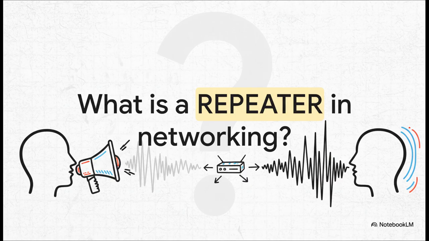Okay, so that round table is fine if everyone's sitting close together. But what happens when your network needs to stretch across a huge office or even a whole building? You see, over long distances, a digital signal gets tired and weak, kind of like a voice shouting from far away. So what's the solution? Well, it's a simple little device called a repeater.